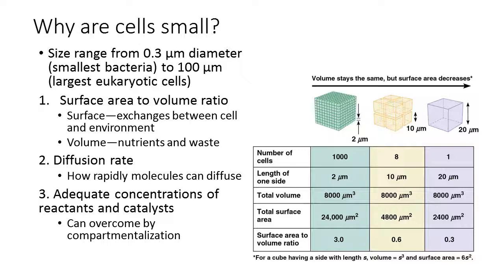The first is surface area to volume ratio. So surface area, if we look over here, this cube is simulating our cell. Surface area meaning the different sides around that cell. And there are exchanges between the cell and the environment that are going on constantly on this surface area.